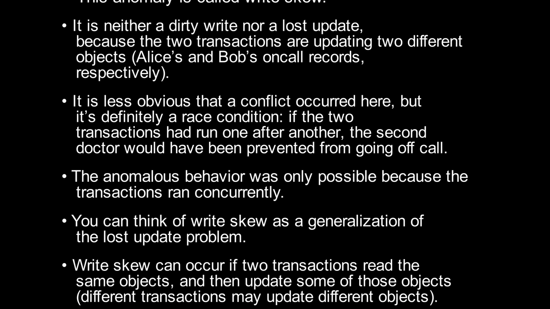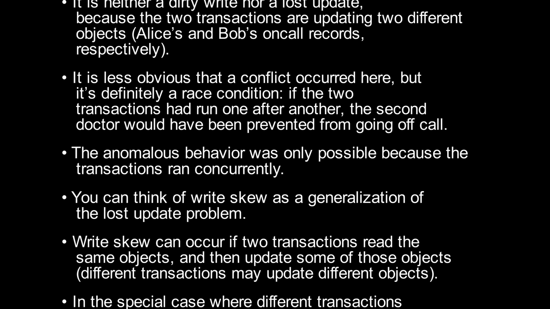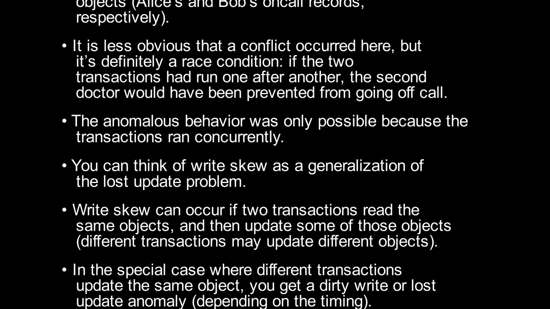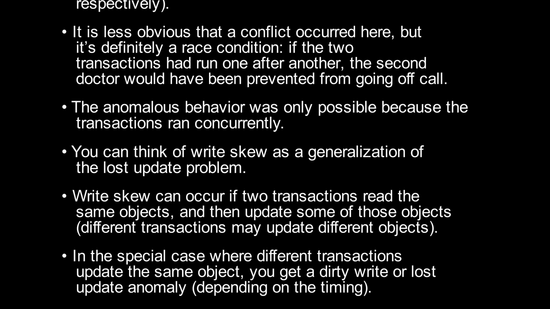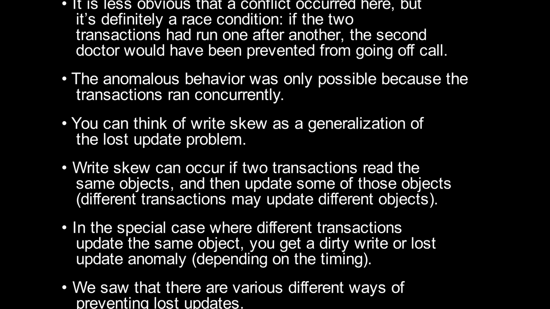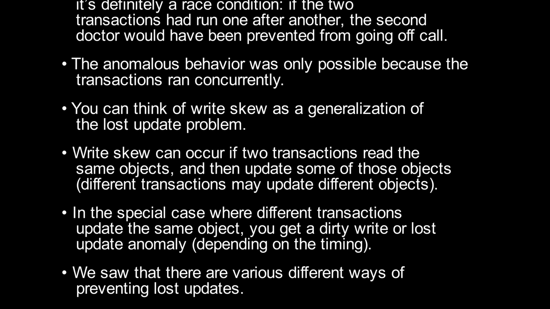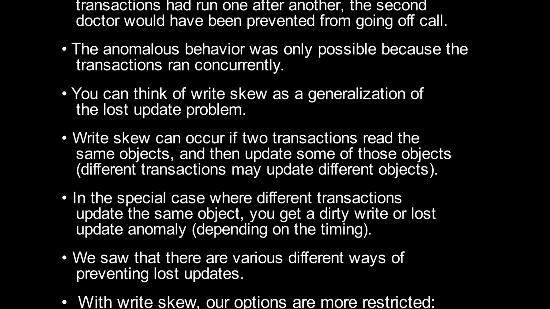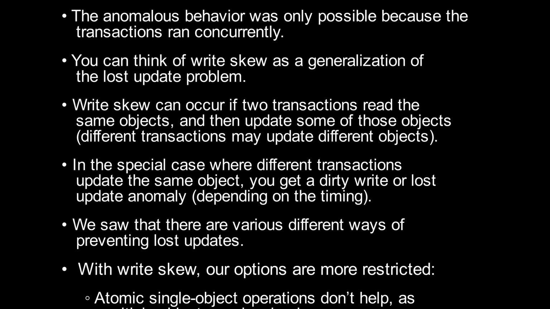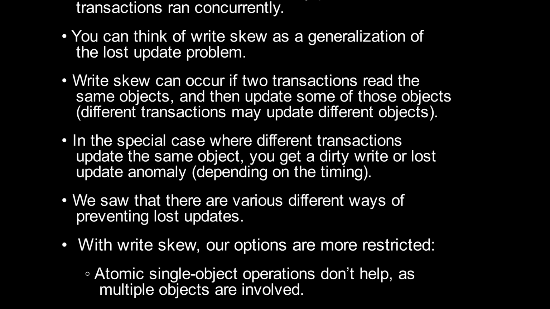You can think of write skew as a generalization of the lost update problem. Write skew can occur if two transactions read the same objects, and then update some of those objects. Different transactions may update different objects. In the special case where different transactions update the same object, you get a dirty write or lost update anomaly, depending on the timing. We saw that there are various different ways of preventing lost updates.